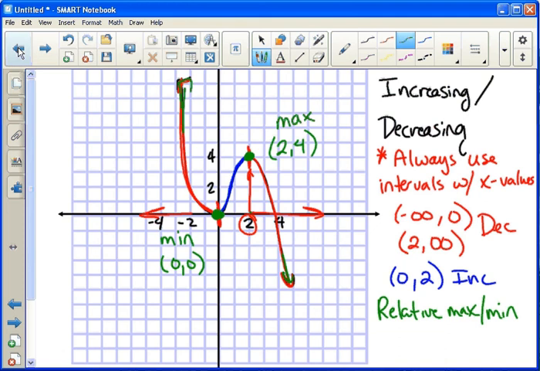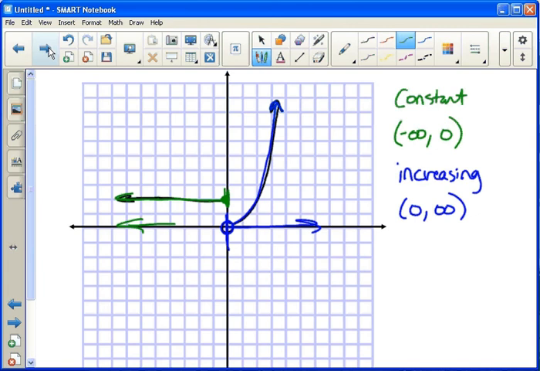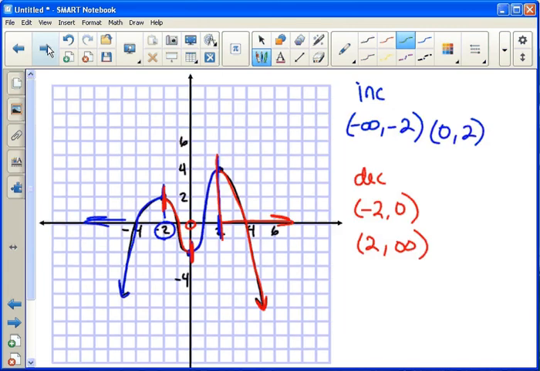Let's look at this one, talk about max and mins. We have two relative maximums, here and here. So I have a max at the point negative 2, 2. I also have one at the point 2, 4 as another maximum. And then a relative minimum right here at 0, negative 2. So a relative minimum at 0, negative 2.